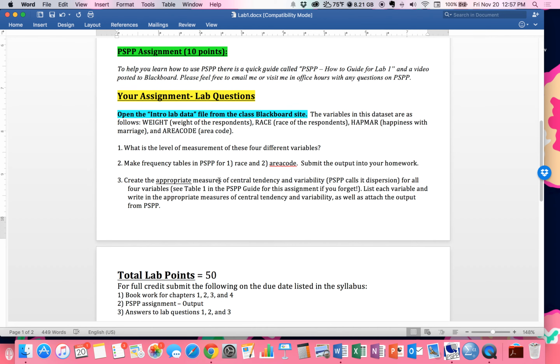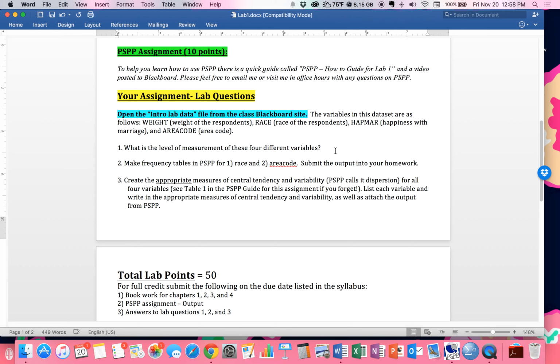And then you're going to go back, and you are going to compute the appropriate measures of central tendency and variability for the 4 variables. So all 4 variables. Now, what does it mean when I talk about appropriate? You're going to have to look at your answers to question number 1. So what is the level of measurement?